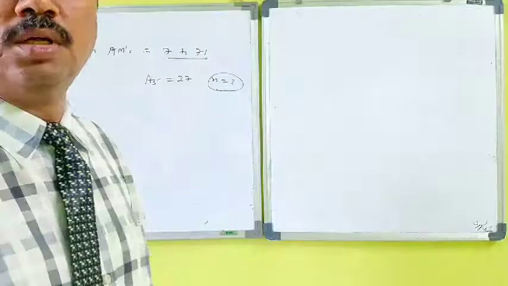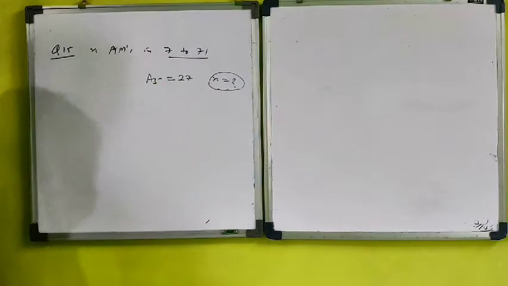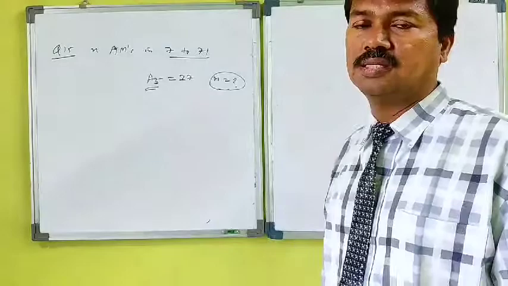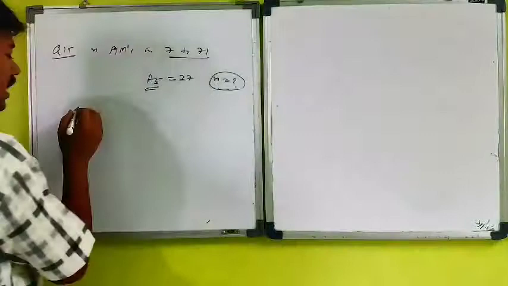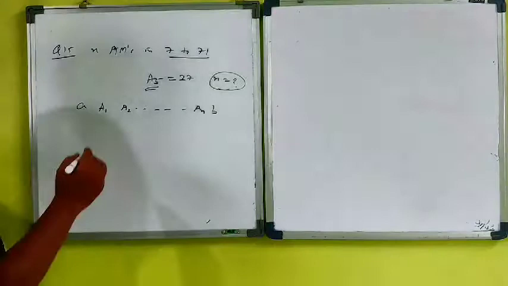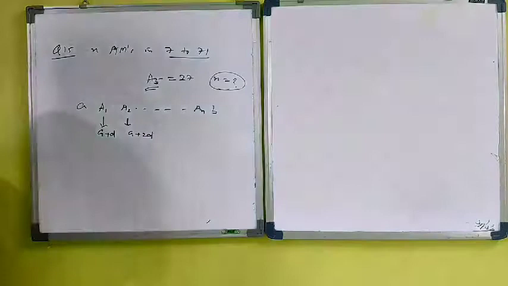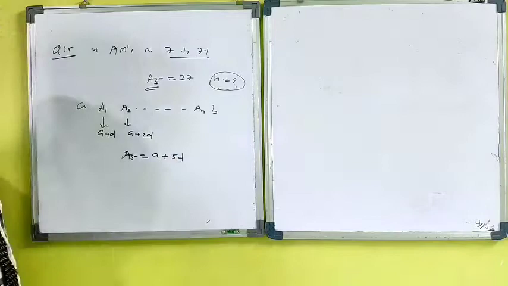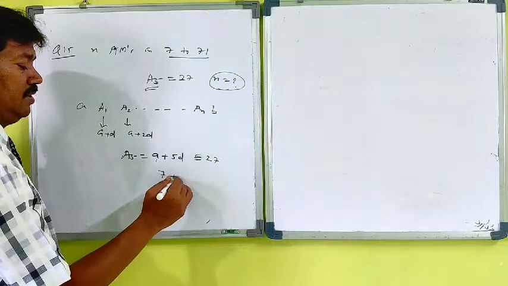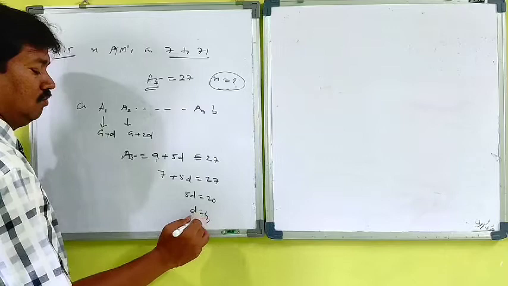So the next question, question 15. We want to insert n number of arithmetic means in between 7 and 71, and the fifth arithmetic mean is given as 27. So what is n here? Remember that when a and b are the two numbers and we are inserting n arithmetic means, the first mean is a plus d, the second is a plus 2d, and so on. So the fifth arithmetic mean is a plus 5d, which equals 27, already given, and the value of a is given as 7. So 7 plus 5d is equal to 27, so 5d is 20, so d is equal to 4.